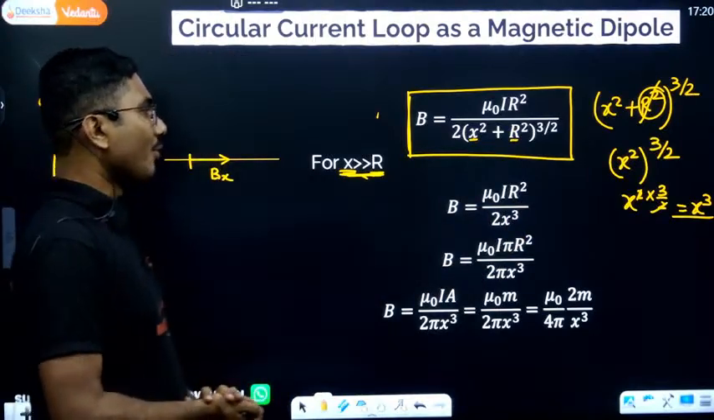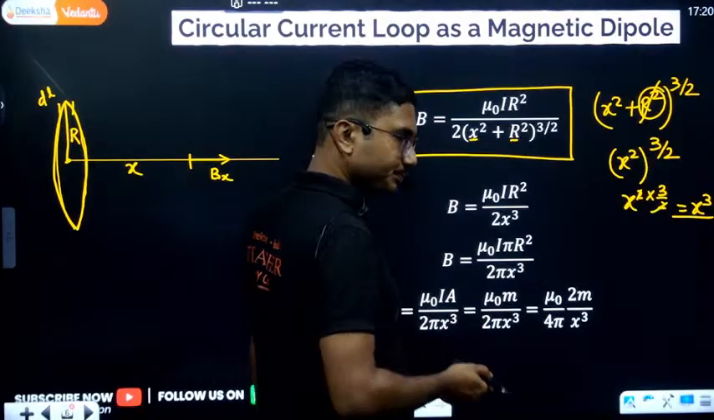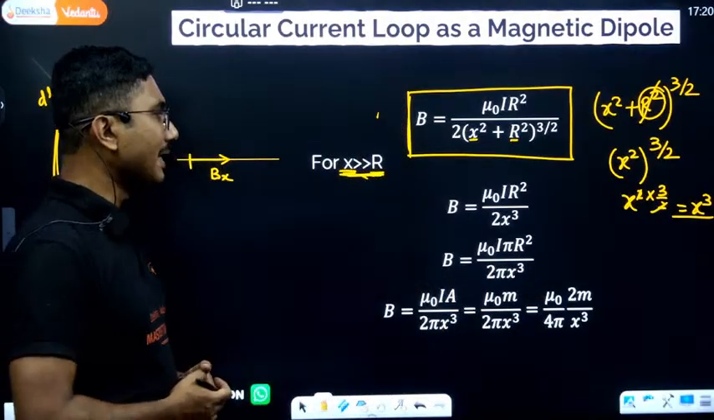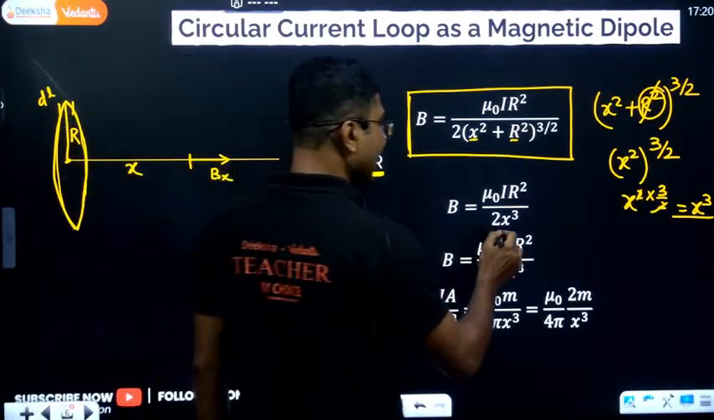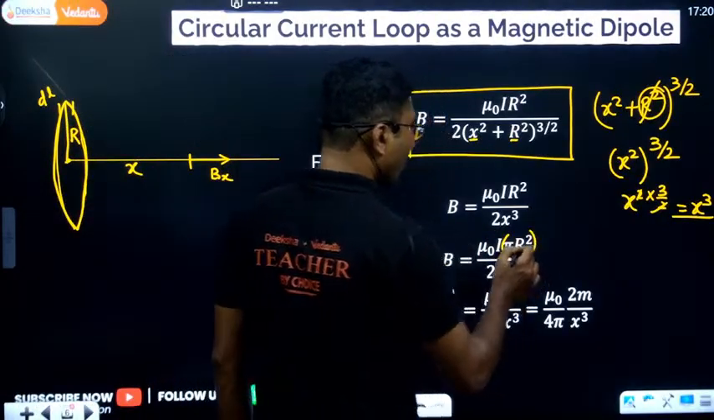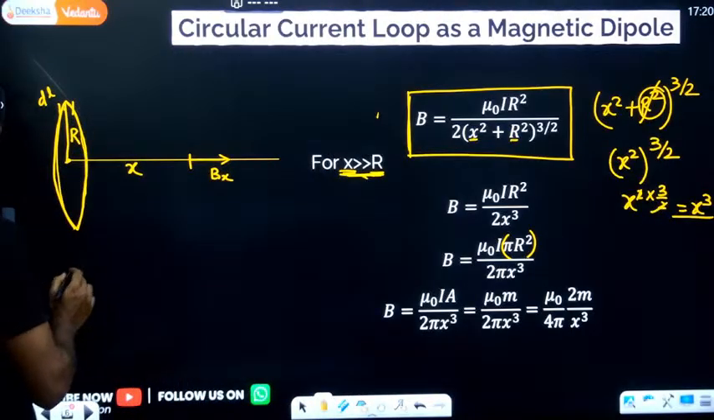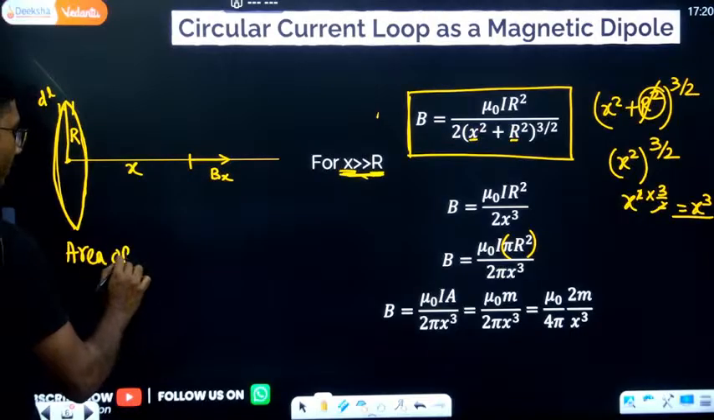Now next, what is our task? We have to multiply pi in the top and bottom portion. Then we get this quantity pi r square. What is this pi r square? Pi r square is the area of the loop.